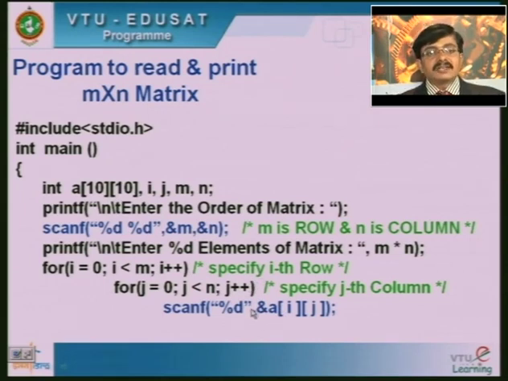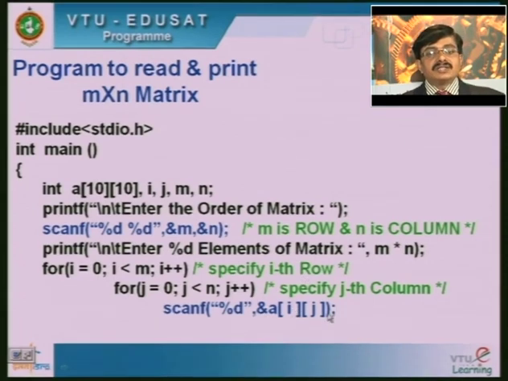Now to print this particular matrix, I should use the same statement, except that here I should use the printf, and here I should not mention the address. The address I mention only to read, and to print I can just print the elements of the matrix. So a of i j is sufficient. The ith row and jth column element of the 2-dimensional array A is supposed to be printed over there.